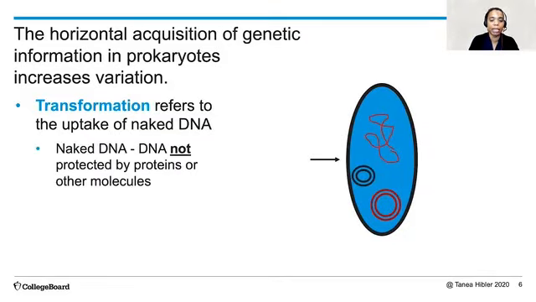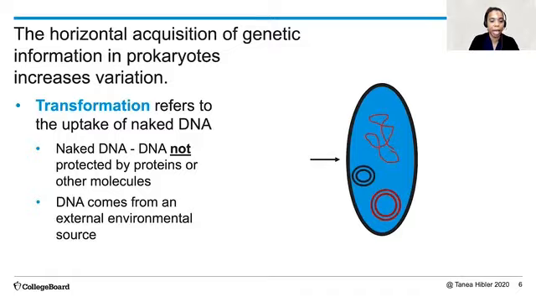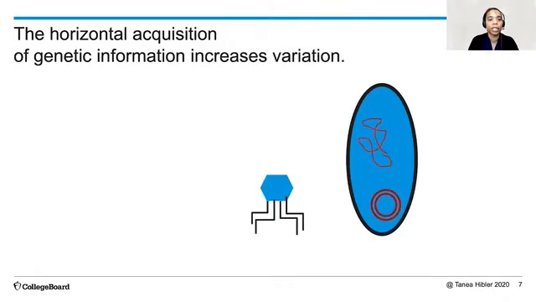Naked DNA is DNA not protected by proteins or other molecules. So DNA comes from an external environmental source. So this prokaryotic cell was able to take up this naked DNA. This occurs primarily within prokaryotic organisms. The horizontal acquisition of genetic information increases variation.